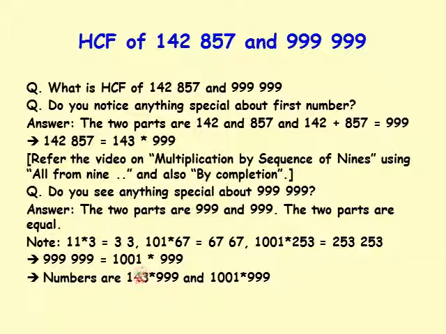So now we have the second number as 1001 times 999, and the first number as 143 times 999. The two numbers are 143 times 999 and 1001 times 999.